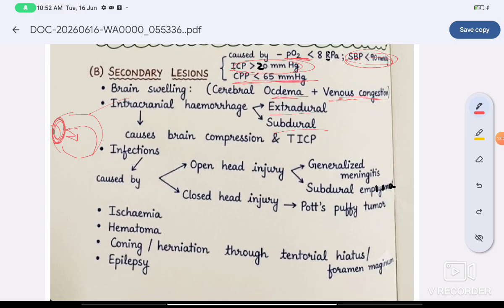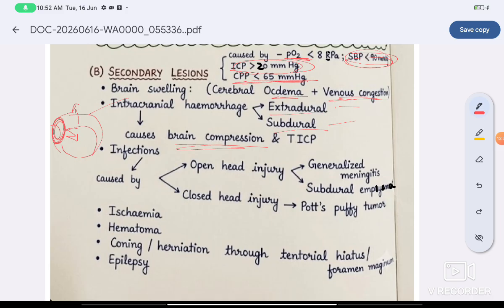Due to the pressure on this brain, there will again be neuronal damage, there will be confusion, there will be various other manifestations that are specific and different for extradural and subdural hemorrhage. So broadly speaking, it just causes brain compression and increased intracranial pressure. The pressure inside the cranial cavity increases.